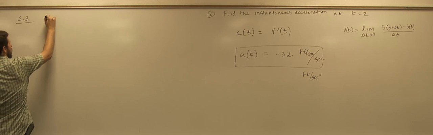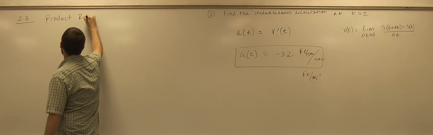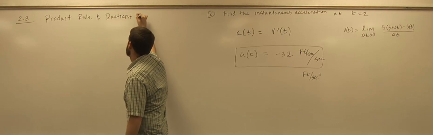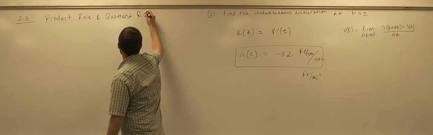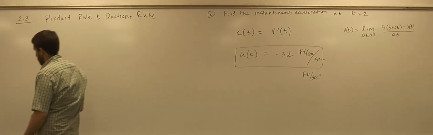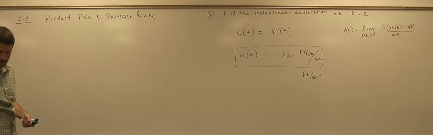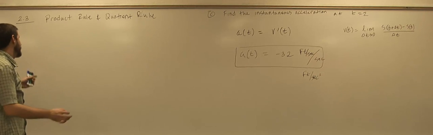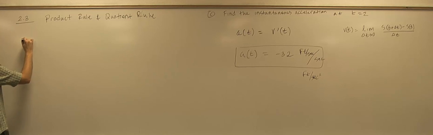1.3 is about the product and quotient rule. Product rule, quotient rule. So I'm just going to write these down for you first. Product rule.